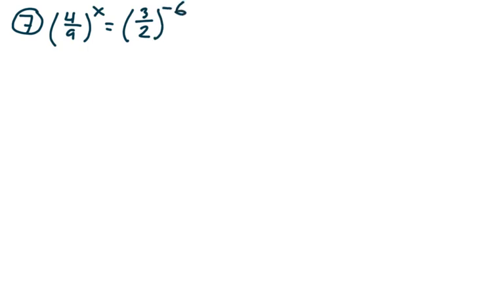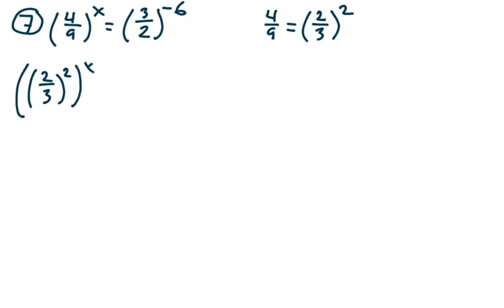Let's take a look at 7. On number 7, we have (4/9)^x equal to (3/2)^-6. Now, two things to keep in mind. 4/9 is equal to (2/3)^2, okay? That's for starters. So I'm going to take (2/3)^2, and then I'm going to take that and raise it to the x power.